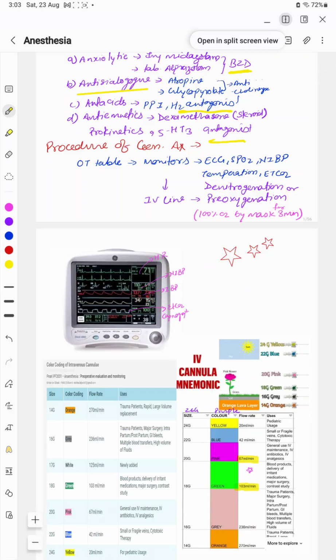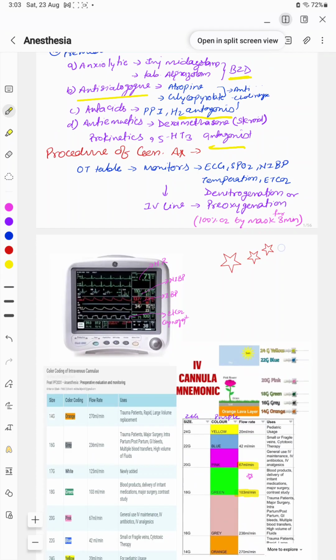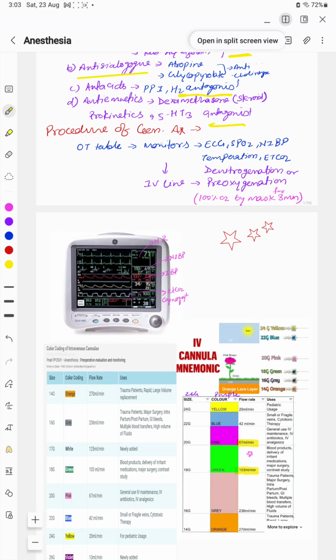Then the procedure of general anesthesia. We are going to study the procedure. This is an important topic. What are the monitors on the OT table? This is the topic where we can get a question. Then in the monitor, what can we see? This is an exam question, a visual question. I can mark it like VQ. This is a visual question. They ask what we see in the monitor.